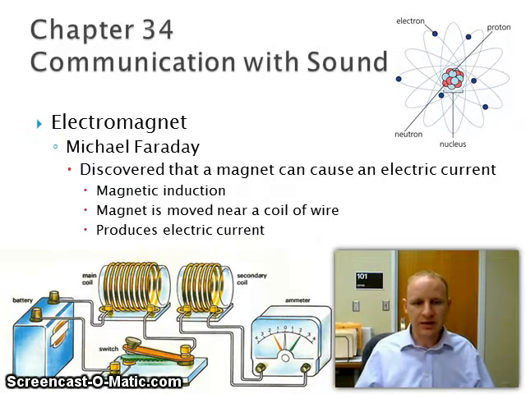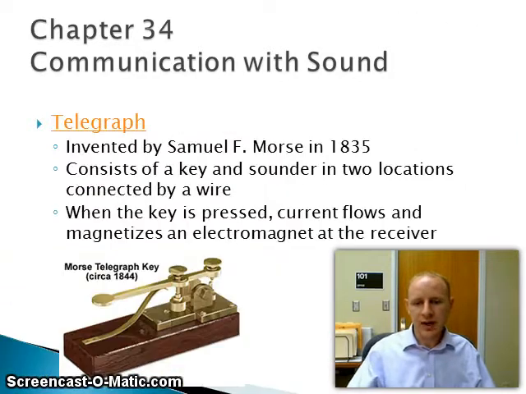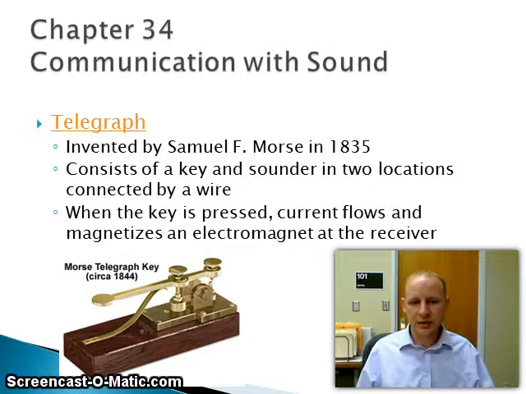And in this case, a magnet is moved near a coil of wire, and as that magnet is moved, it produces an electric current in the wire. And so this was used in a lot of different ways. One of the first ways was used by Samuel Morse in 1835 to create the telegraph.